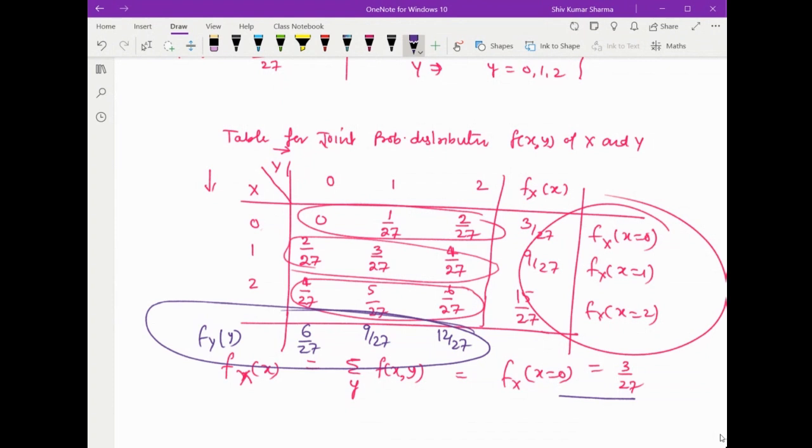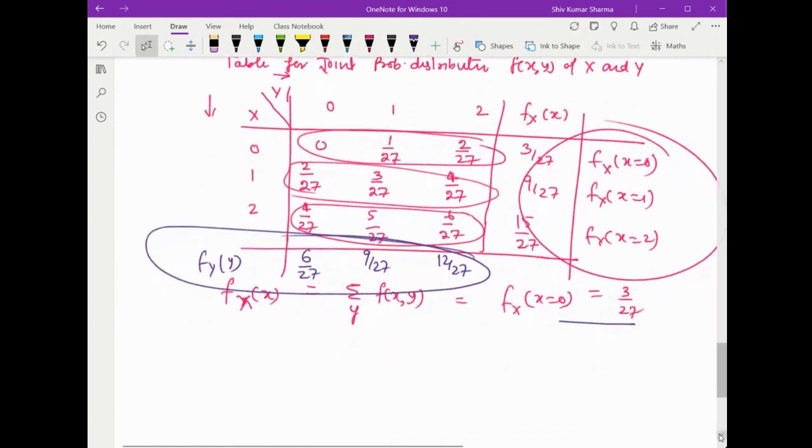So this is the case of addition, that means the discrete case. For the continuous case, we use integration. So we take one example for the continuous case. Okay, very good. So, continuous case.